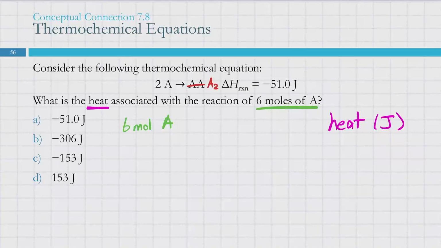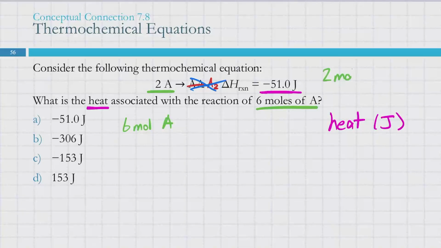What are the two things that we care about in our chemical equation? What's the thing we're starting with? We're starting with A, so that's one of the things we care about. What's the other thing that we care about? Do we care about the A2? No, we don't care about the A2. Forget about the A2. So the other thing that we care about is the delta H. We care about the heat, the joules. So we're going to take those two things, set them equal to each other, and that's our conversion factor.